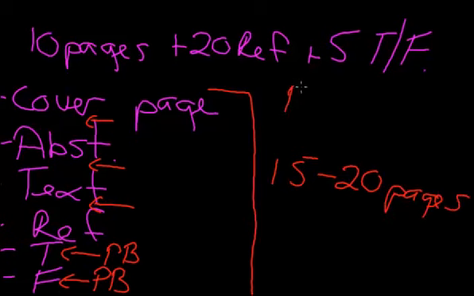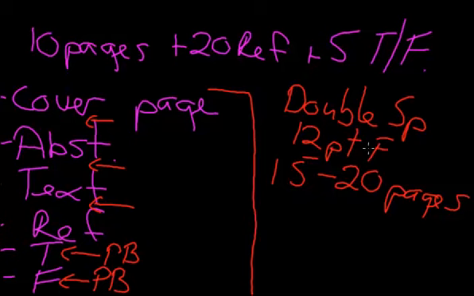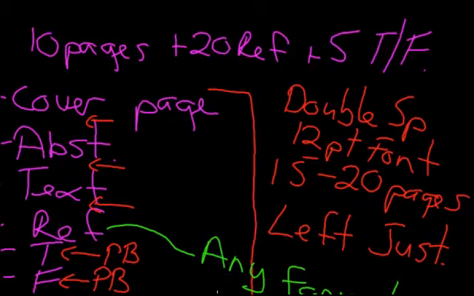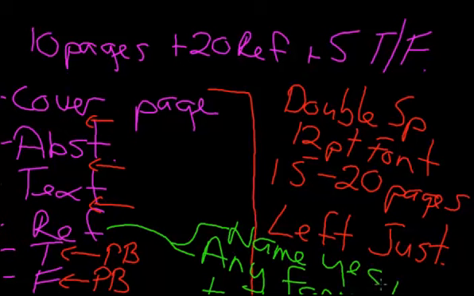Remember, always double-spaced. Always 12-point font, and always left justify only. And remember also, when you're doing these references, that the references can be done in any format, but in the text use names and years. Because that way you won't get caught out. Thank you.